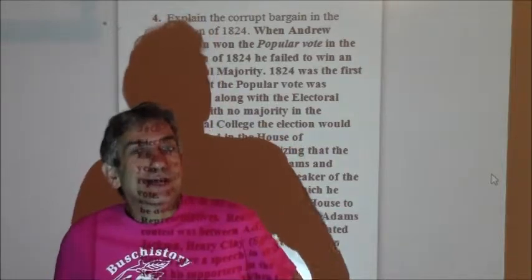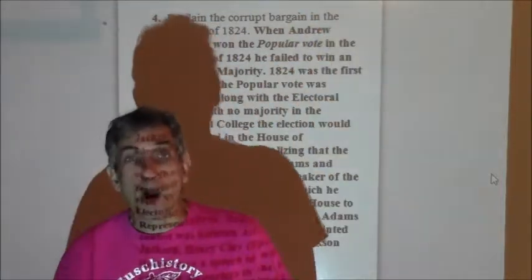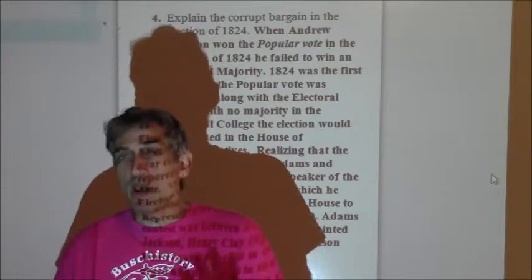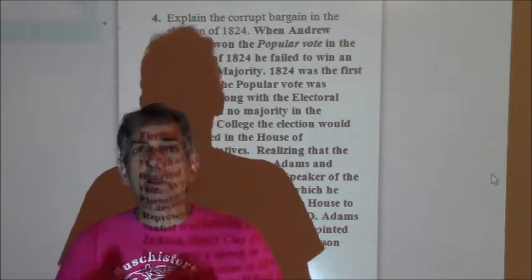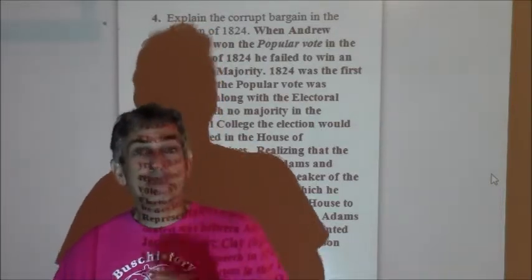And what happens? Andrew Jackson jumps up and down. This is a corrupt bargain. How can you do this? You've given away the election. I clearly won this election. Look at the popular vote. It didn't matter. Well, it did matter.